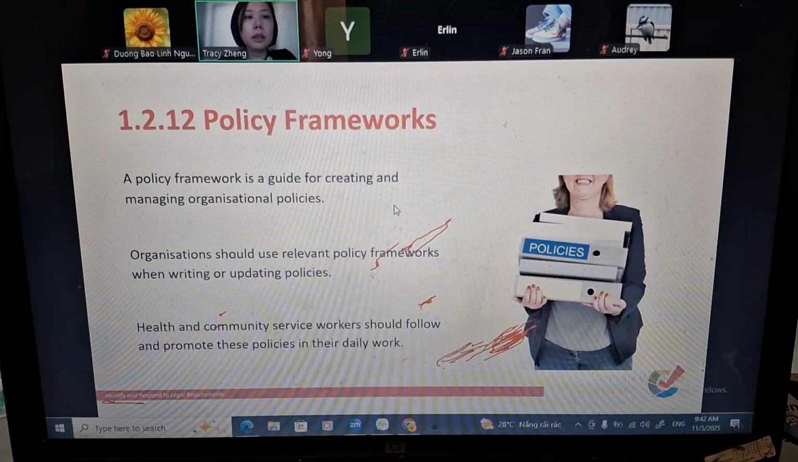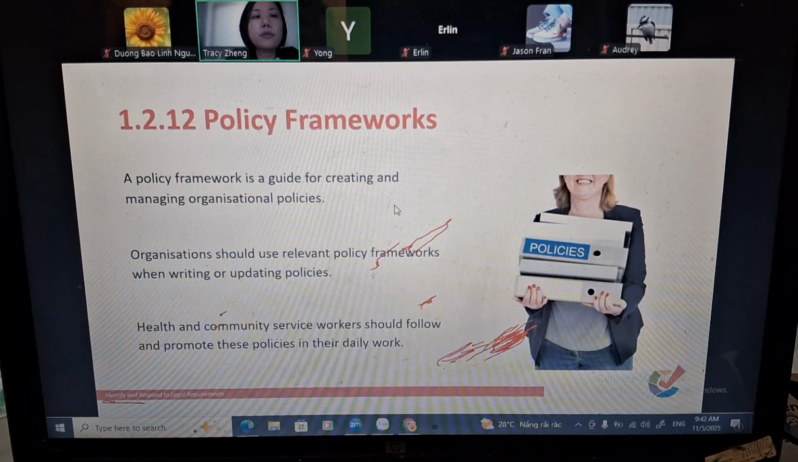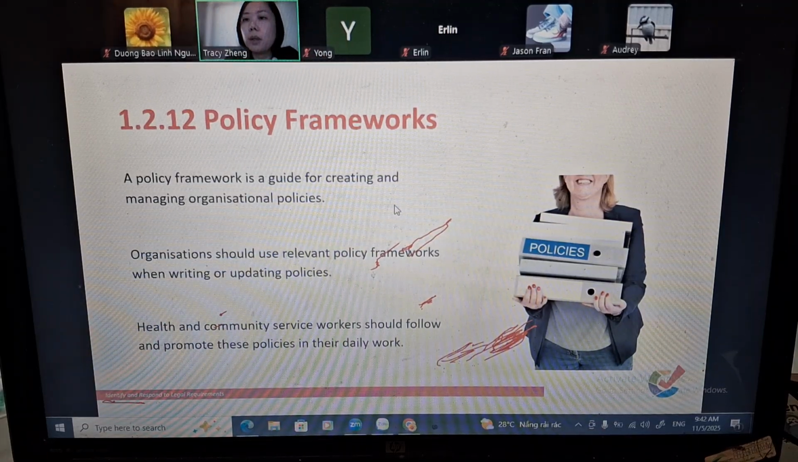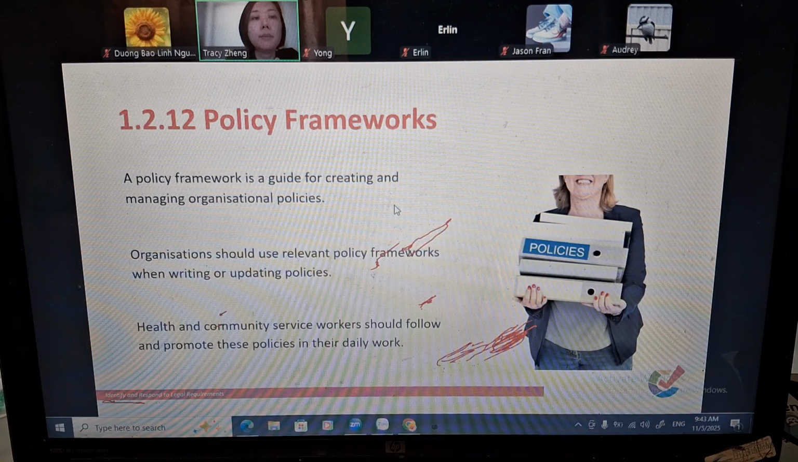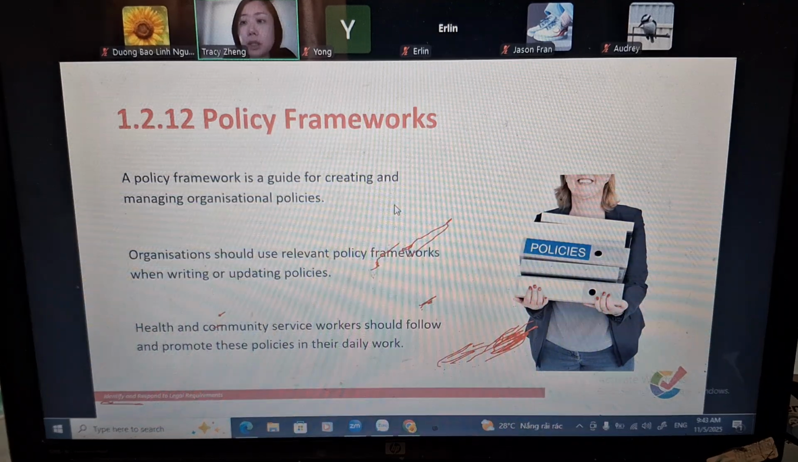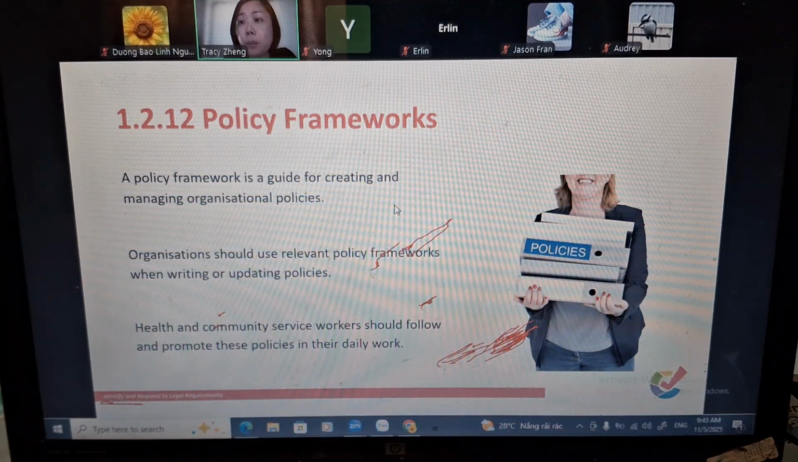And the following is about the policy framework. As everybody knows, we must follow our organization's policy and procedure. That is part of the legal requirements of the organization. They must have all those policies in place to help the staff follow them. Okay. So firstly, if you don't see your clients have a proper policy, that will be the first big question.